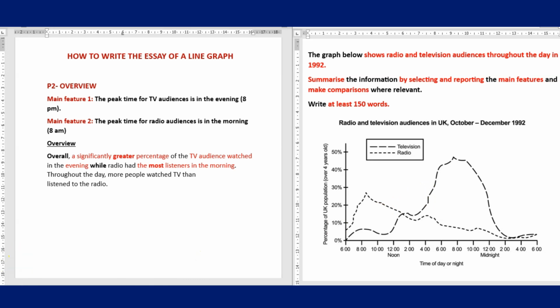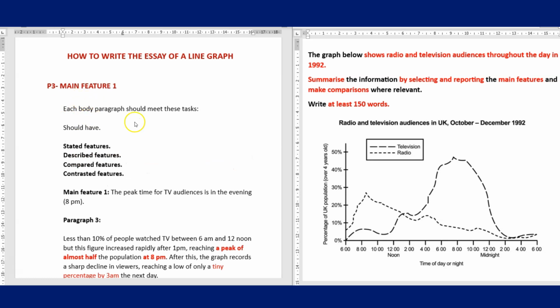Now let's move on to our next paragraph. We are now going to take each of them one after the other and then expand it, explain it properly for you to understand using the details. So when you are writing the main features, we are now going to main feature one. We're going to write our first main feature and describe it. But one thing I should tell you is that each body paragraph should meet the tags: summary, selection, reporting, comparison. When you take the main features, they should be able to cover all these things within that particular paragraph.